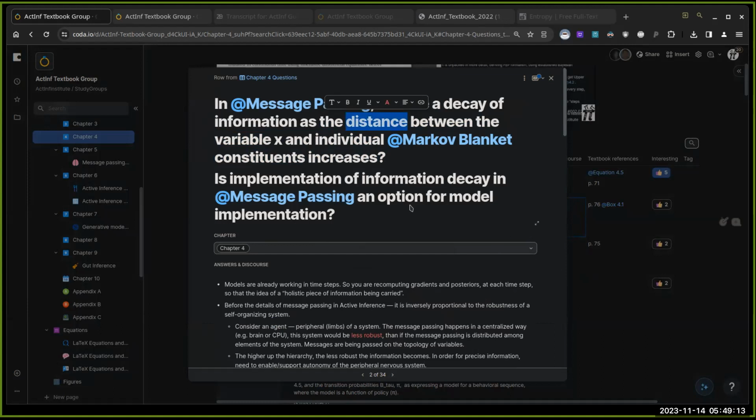Bayesian graphs are topological. They're not geometric, so it's not exactly clear what distance means here, but let's just interpret distance topologically, like how many connections the information has to transfer through. Then you could imagine a network that's lossless, at which point there would not be a decay of information. Or you could imagine a lossy Bayesian graph where information was lost. Is information decay in message passing an option for model implementation?